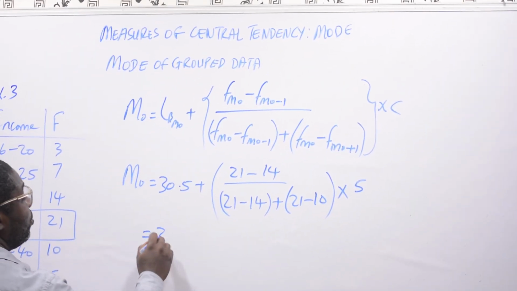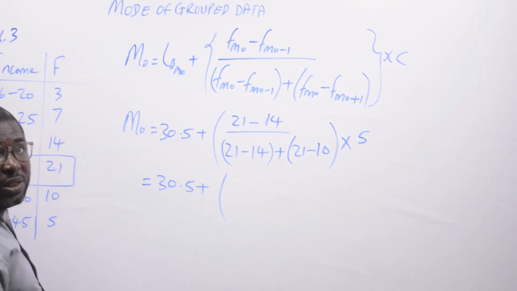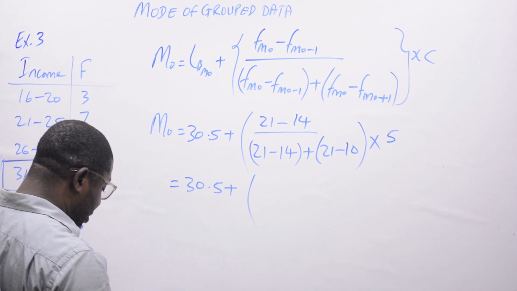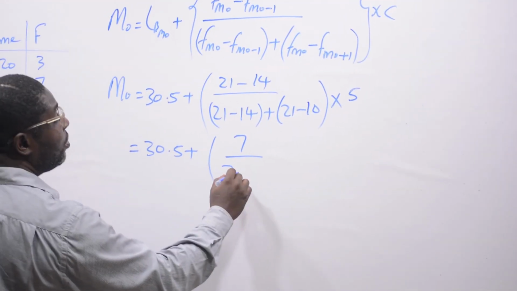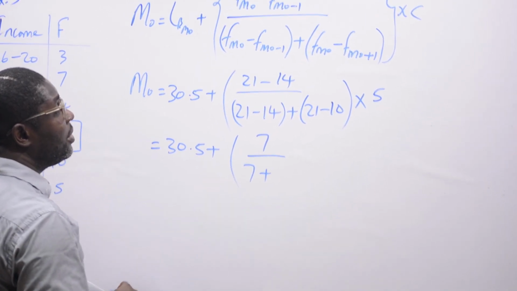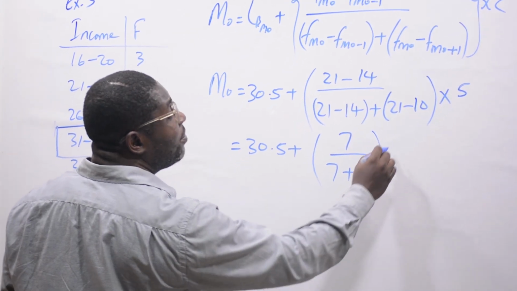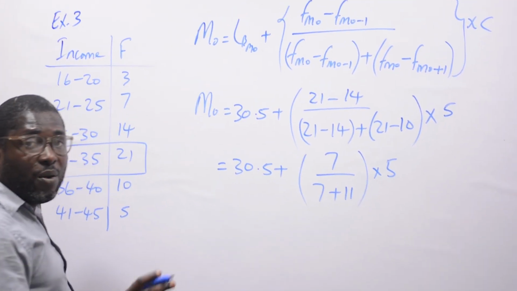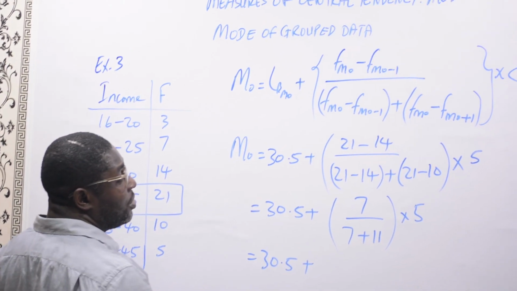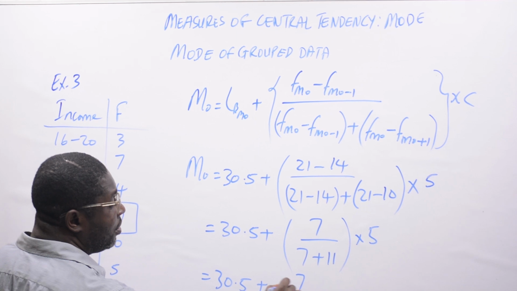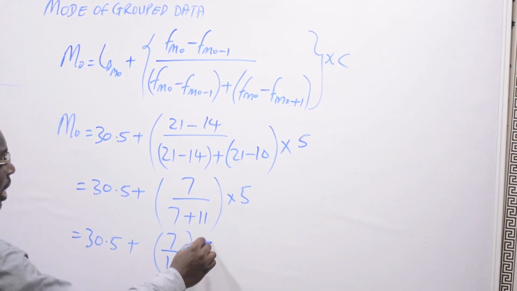Let's continue. This will be 30.5 plus 21 minus 14. That gives us 7. Divided by, this will be 7 again, plus 21 minus 10. That gives us 11. So 11 times 5. See how we're illustrating this? We now have 30.5 plus 7 over 18, since 7 plus 11 gives us 18, times 5.